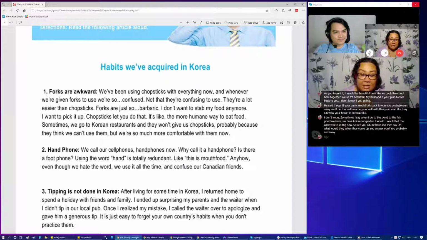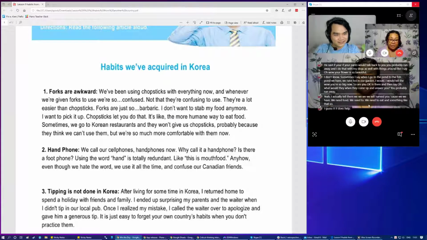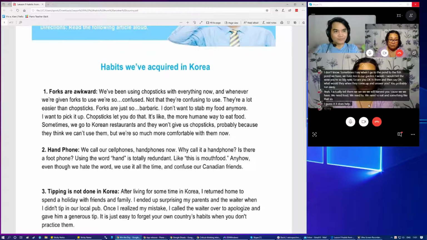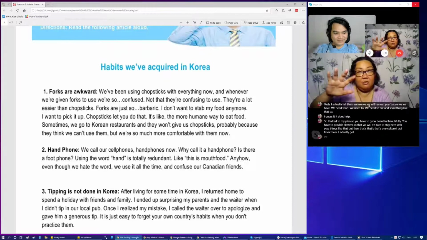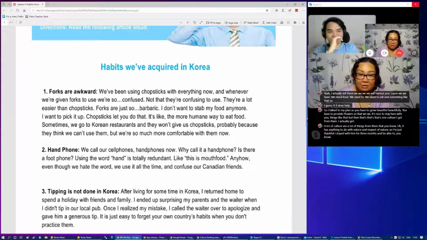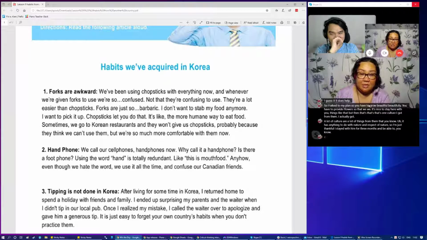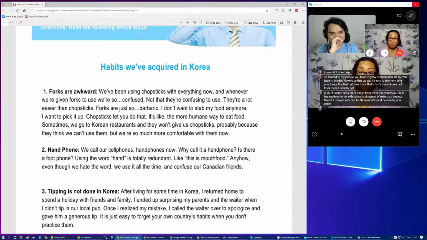Well, I guess it does help. So I talk to my plants. I say, "Oh, you have to grow beautifully. You have to provide flowers so that it's nice to stay here with you," things like that. That's one culture I got from them. I actually got a lot of things from them that have to do with nature and respect of nature. So I'm just thankful I stayed with them for 3 months and was able to experience how it is to live in a society that respects culture and nature so much.